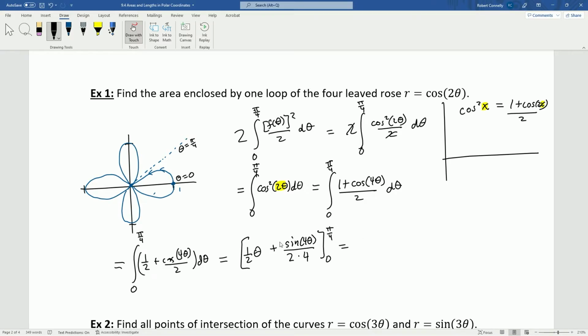And now let's plug in. So pi over 4 times 1/2 is going to give me pi over 8, plus sine of 4 times pi over 4. So that's sine of pi, which is 0. Minus 0 plus 0, because sine of 0 again is 0. So this is just pi over 8.